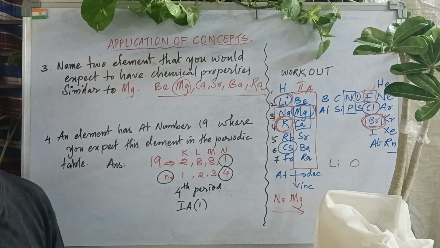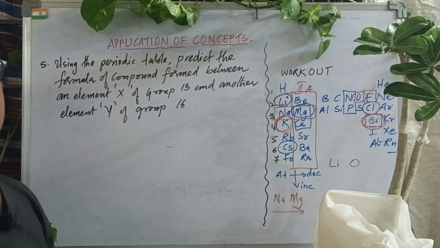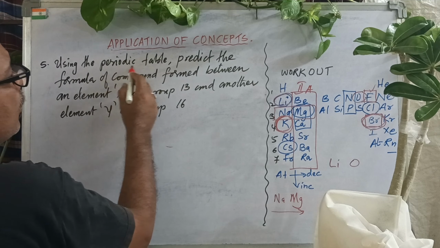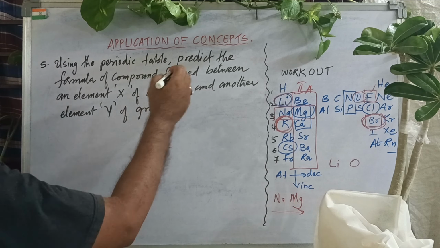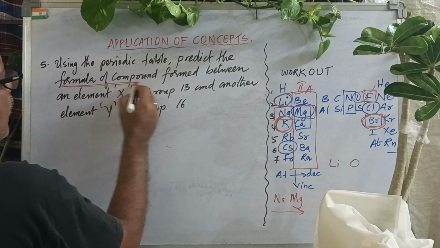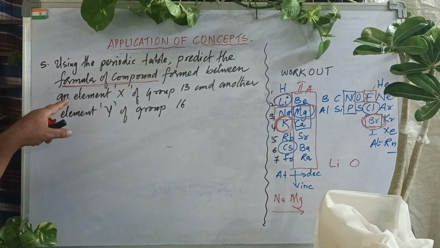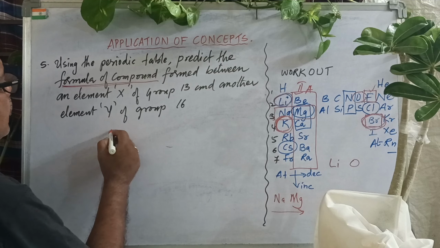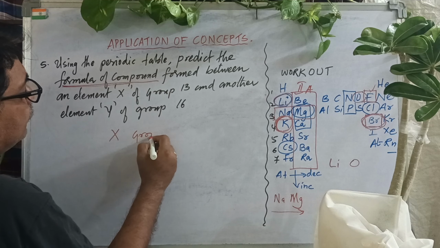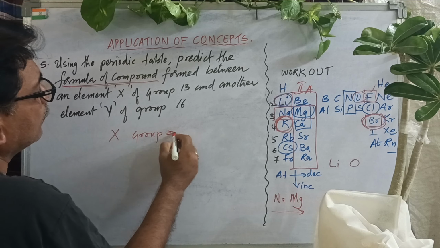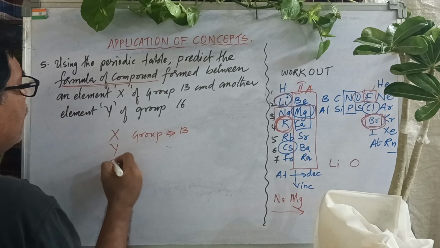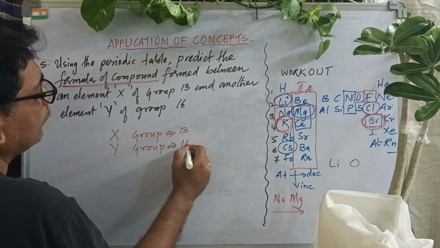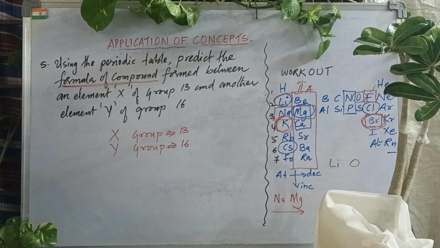Easy to identify. Now let's discuss problem 5. Using the periodic table, predict the formula of the compound formed between the elements X and Y. X is belonging to group 13 and Y is belonging to group 16. So we have to predict the formula. It's very easy.